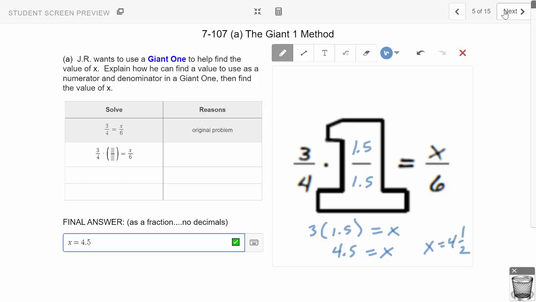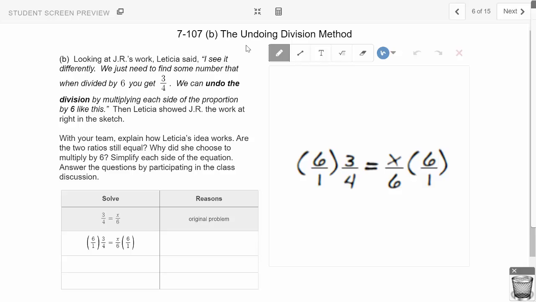All right, the second method that we need to know about is going to be the undoing division method. Not a great title, but it'll work. So part B, looking at JR's work, Letitia said, I see it differently. We just need to find some number that when divided by 6, you get 3/4. Right? She's talking about the x. When you divide it by 6, it equals 3/4. We can undo the division by multiplying each side of the proportion by 6, like this.